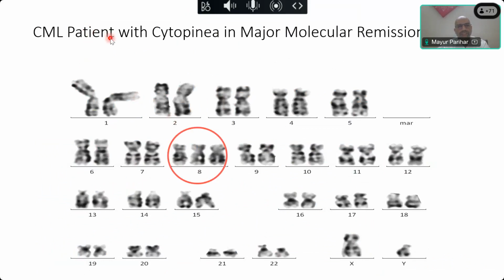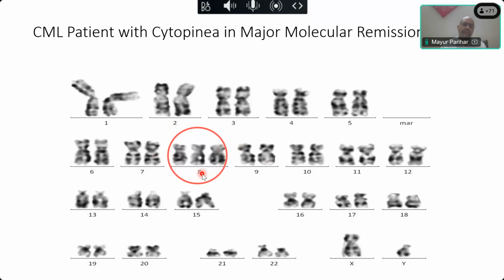Now this was a patient of CML who was showing major molecular remission on the BCR-ABL real-time quantitative PCRs. He was having persistent cytopenia, so the karyotyping was sent to us, and what we saw was that the 9;22 translocation was not present. That means the imatinib or the tyrosine kinase inhibitor had worked. That's why the patient was in molecular remission. But there was a new clone which showed a trisomy 8.